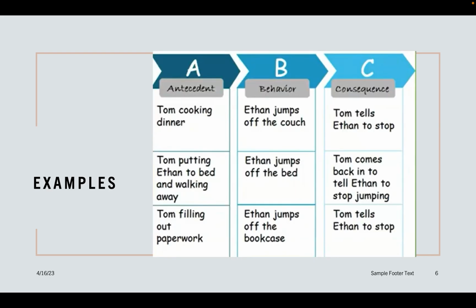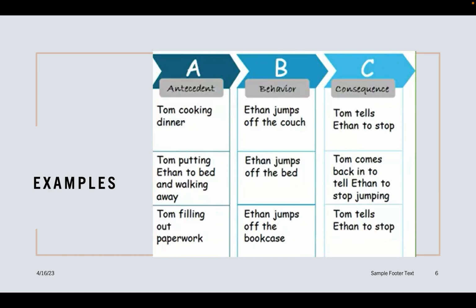This is an example of an ABC chart. So here we can see it says antecedent, behavior, and consequence. So this is an example of a behavior where the function is attention. So if you look here, the first box says Tom is cooking. That is the antecedent. If you look at the antecedent here, Tom is cooking dinner.